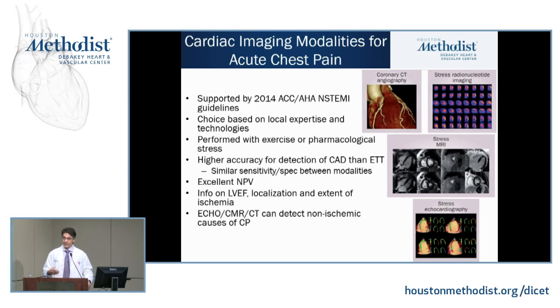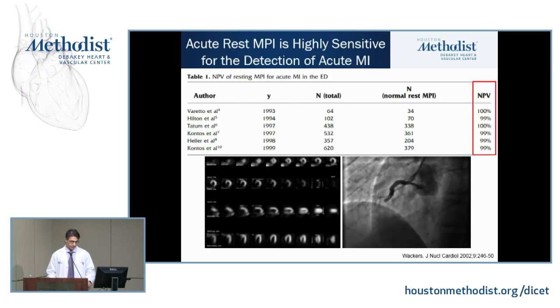Additional information you get from these tests, of course, are knowing about the ejection fraction of these patients, the location and the extent of ischemia, which can all have important things on prognosis. And then some of these tests can also detect non-ischemic causes. So another advantage in the ED setting.